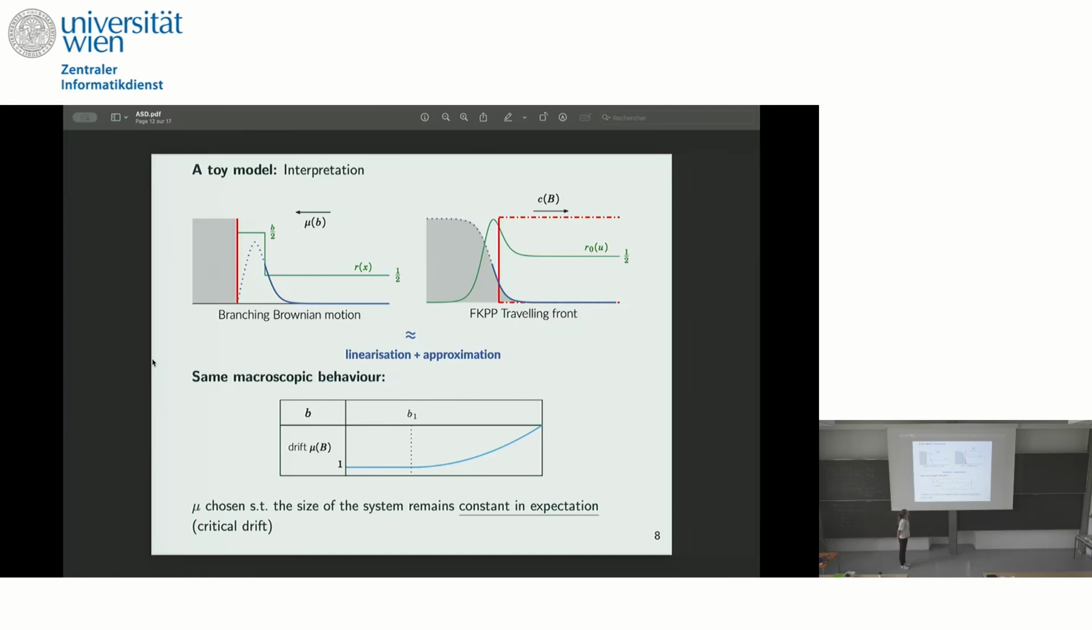Okay, so we have the same behavior for the speed, and also we can show that the configuration of particles in the branching Brownian motion has the same decay as FKPP fronts, in the sense that there is an exponential decay, and the exponent in the exponential depends on the drift through the same relation as the decay in the FKPP front depends on the speed of invasion.